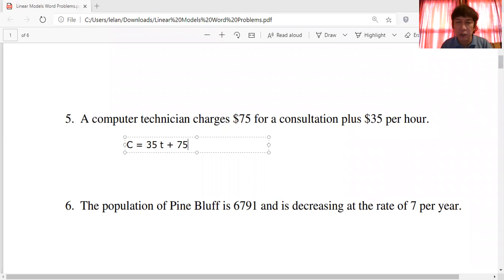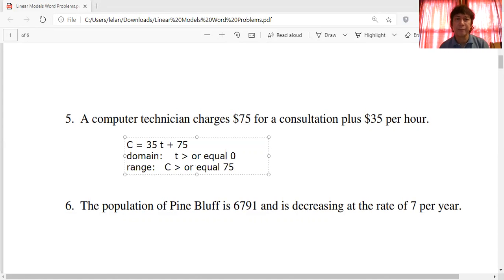And we can readily see the domain and range here. So the domain, of course, time should be a small letter t, and this is greater or equal to 0. And then we have the range. The range is actually for the initial value of the cost at time 0, we have 75. So we have 75 or higher. So cost could be greater or equal to 75. That should be the domain and range for these problems.